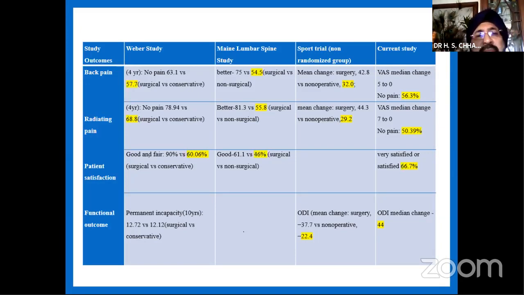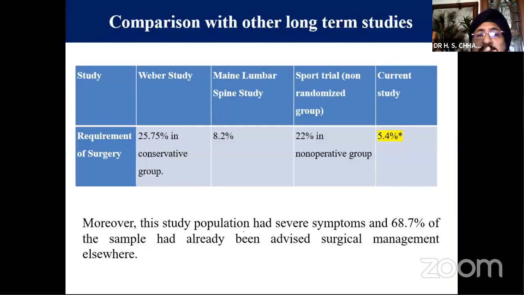We compared our results with the outcomes of other long-term studies, and we found that we had better, if not equal, results with the Weber, Main, and Sports trial, whether it was for back pain, radiating pain, patient satisfaction, or functional outcome. This study was done on 403 patients of prolapsed intervertebral disc. And we would want to mention that only 5.4% of these 403 patients required a surgical management. Most of them responded to our conservative management per se, and this was amongst the best as compared to the other studies as well. So people do have different protocols.